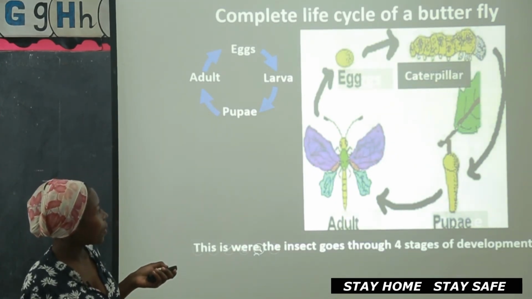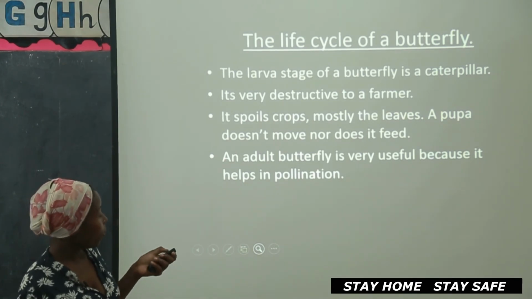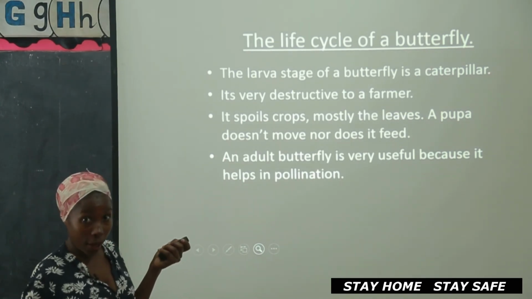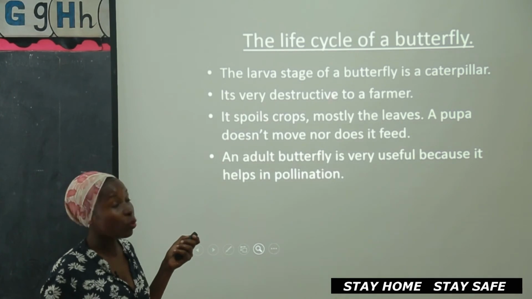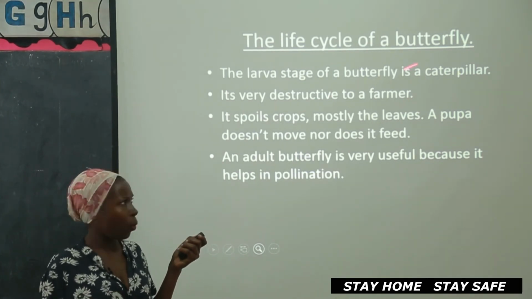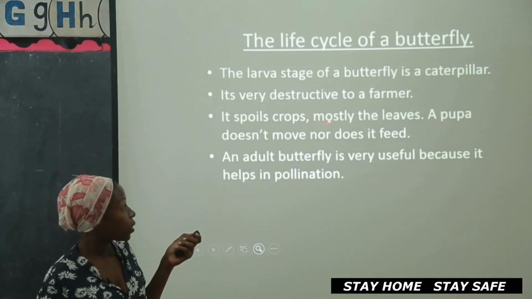Let's look at these keywords. We say the larva stage of a butterfly is a caterpillar. It is very destructive to a farmer. How? It's because it spoils crops, mostly the leaves.